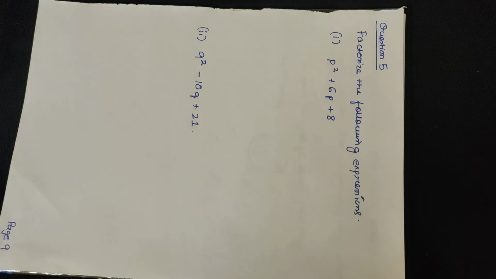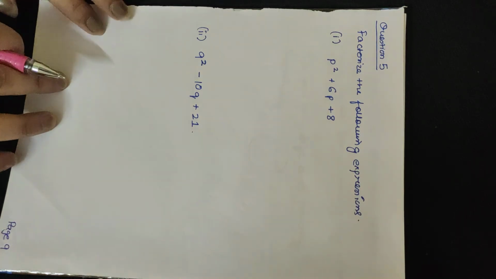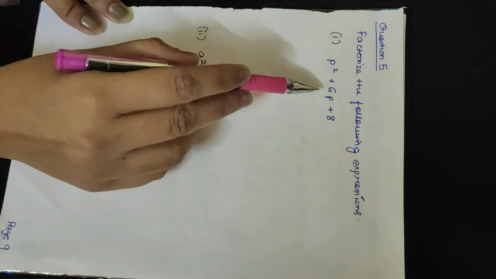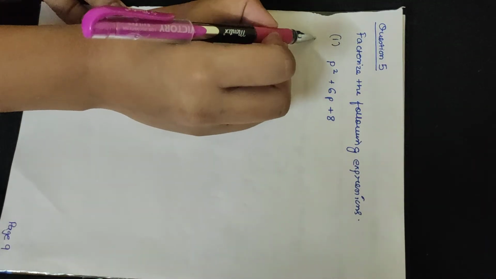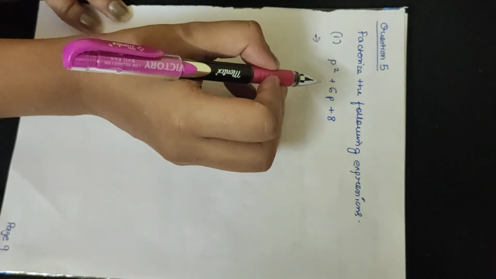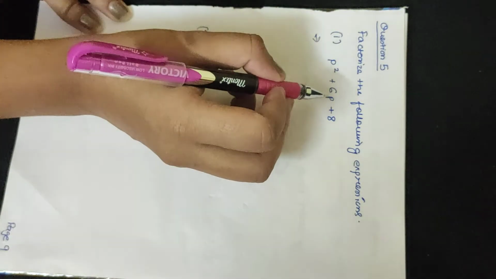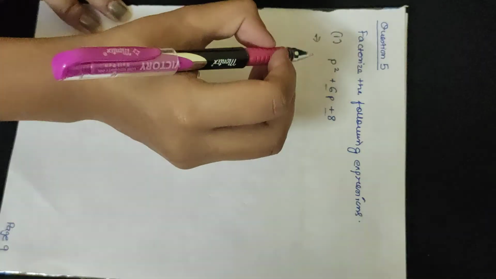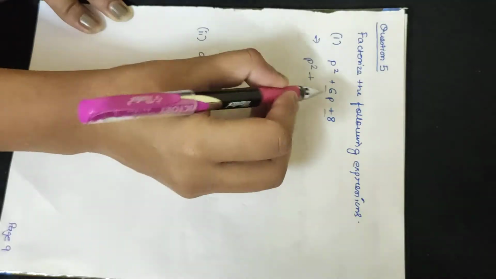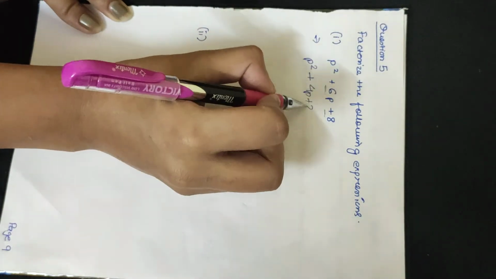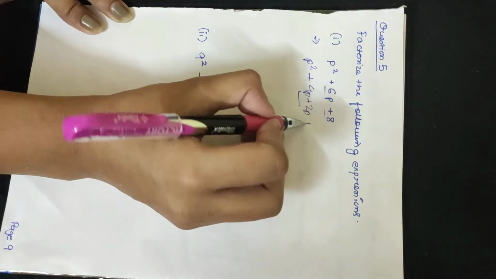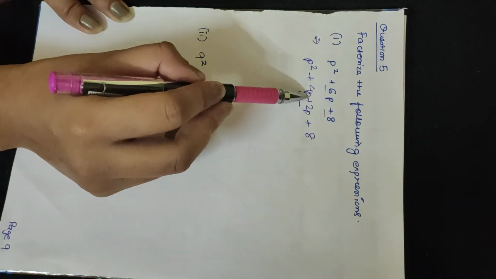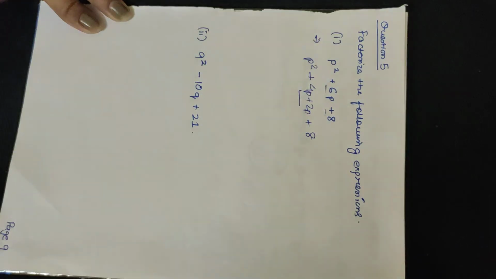Next you see question number 5 of factorization. So the first one which we are going to solve is p square plus 6p plus 8. I'll tell you a shortcut for how we see this number. We break it in such a way that the addition is 6 and the multiplication is 8. p square plus 4p plus 2p, which is 6p, plus 8. So 4 into 2 is 8 and 4 plus 2 is 6. This is how it is going to be.